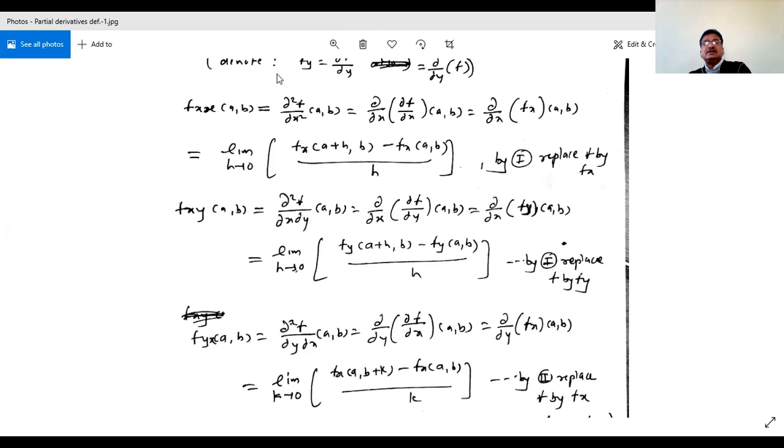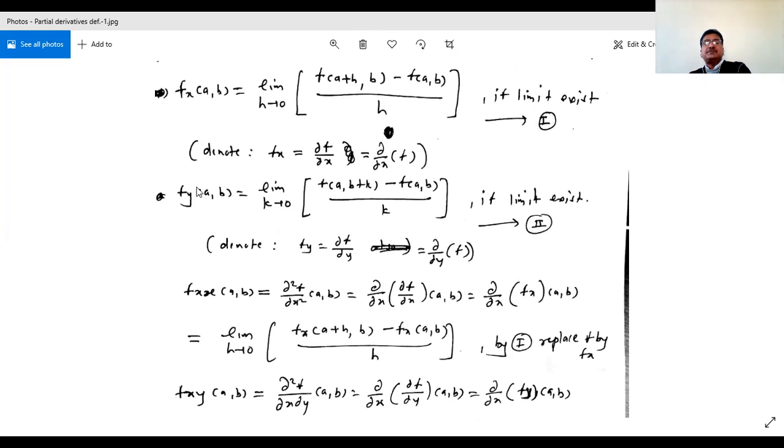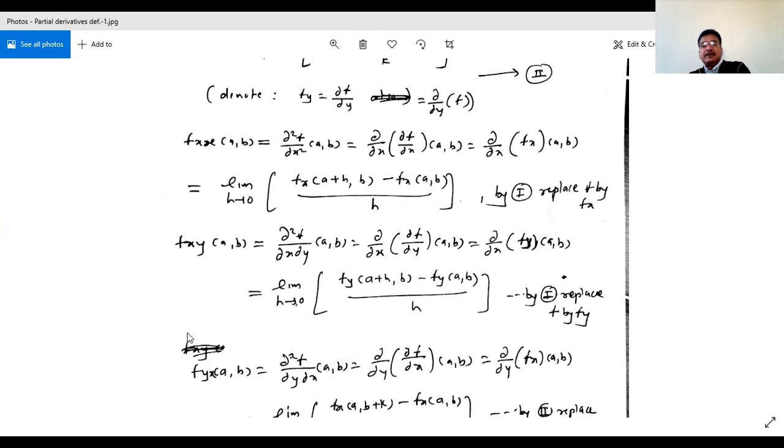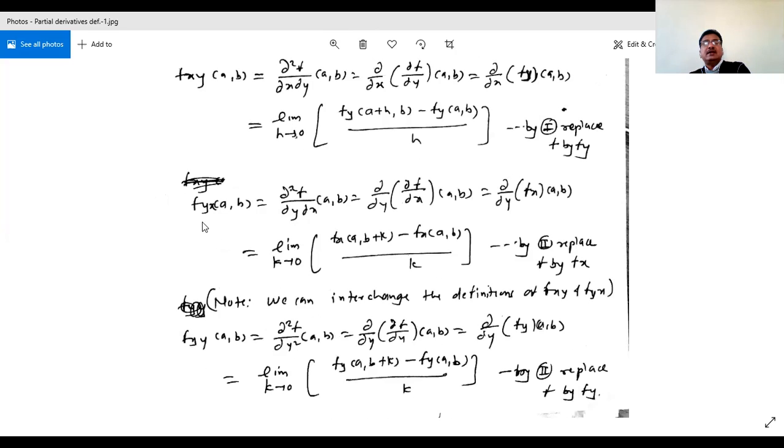And what is this? This is the derivative of f with respect to y. So just replace f by fx. What is fxy? Fyx. Then what is fyx? The derivative of fx with respect to y. Just replace in the definition of fy, f by fx.